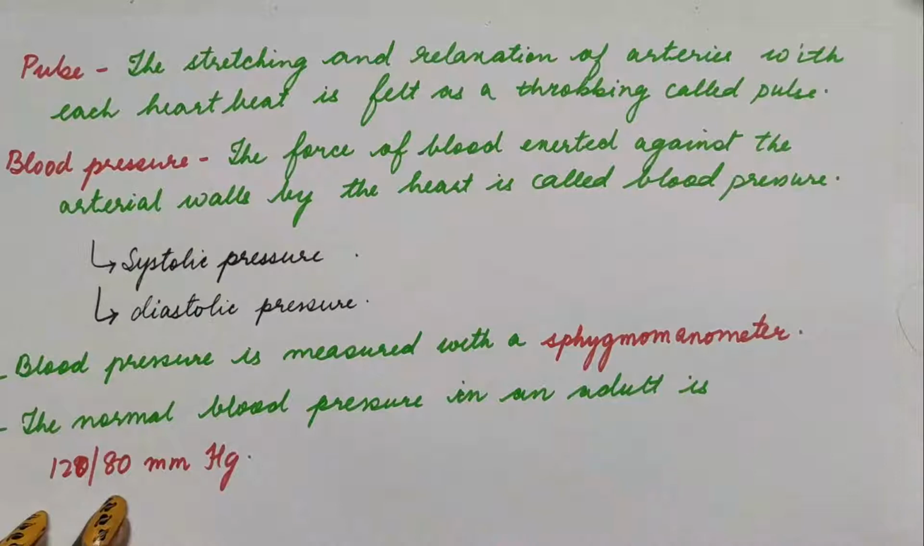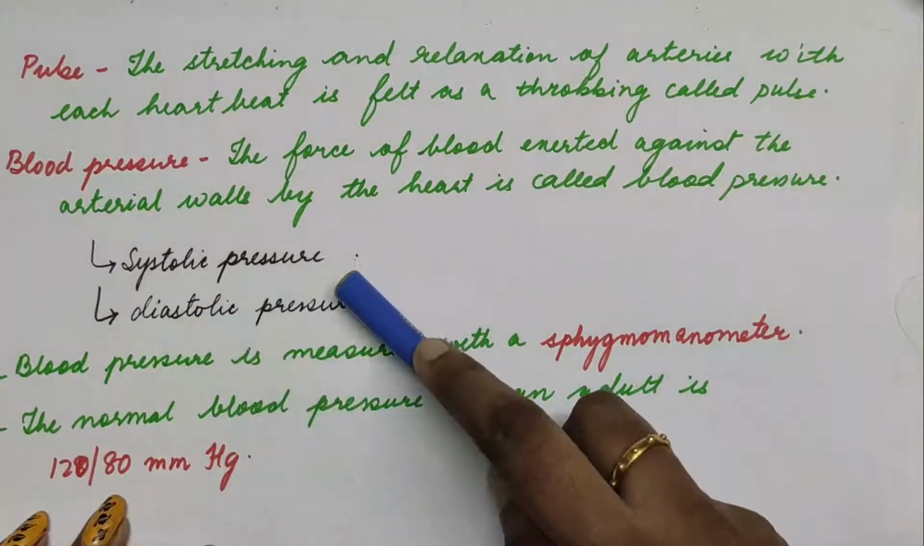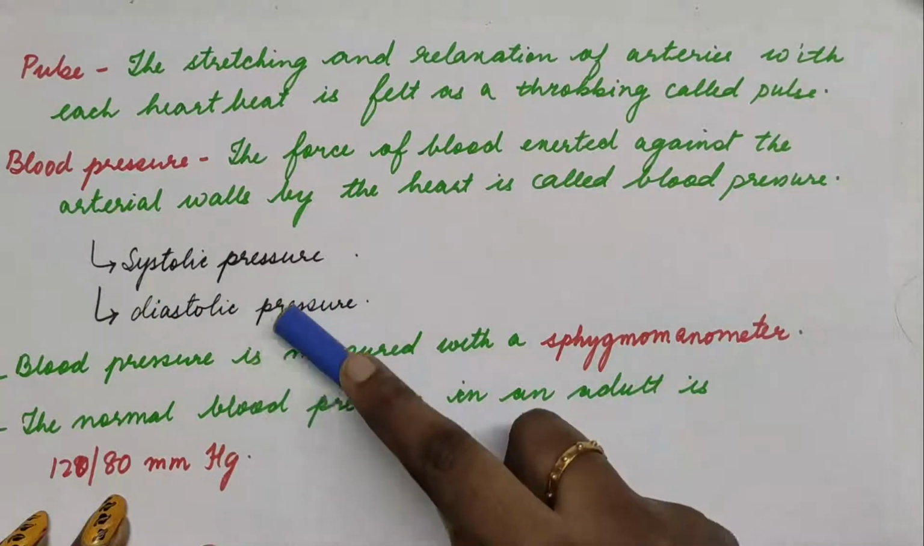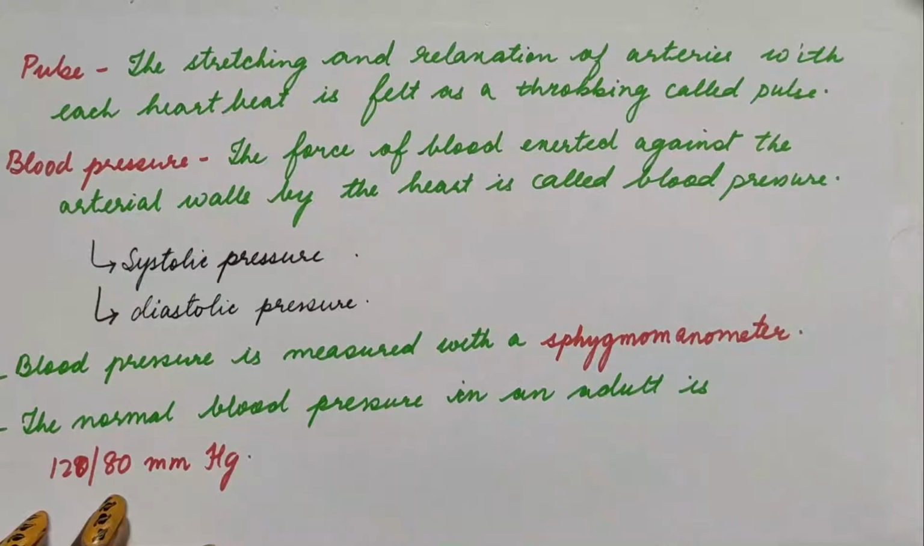Then come to the next term, blood pressure. The heart must exert pressure to push the blood through the blood vessels, and the force of blood exerted against the artery walls by the heart is called the blood pressure. And the blood pressure, again, we divide into two types: the systolic pressure, which is the upper limit, and the diastolic pressure, which is the lower limit.